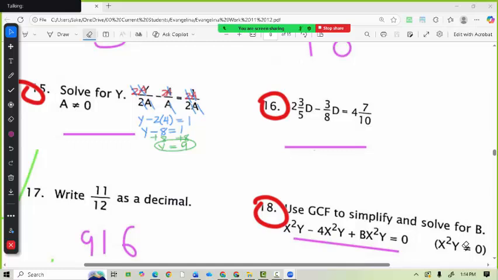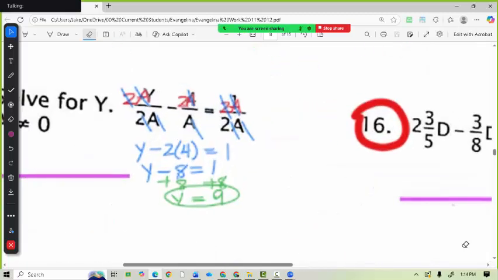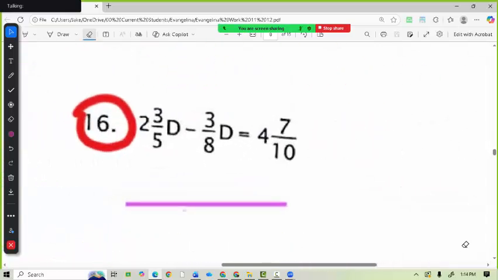So in the next section, 6D, number 15, solve for y. So same idea as the other one we did. We want to eliminate the denominator, so look for the least common multiple. What goes into all of those? What can 2a both go into? Multiply everything by it so you can eliminate the denominators.